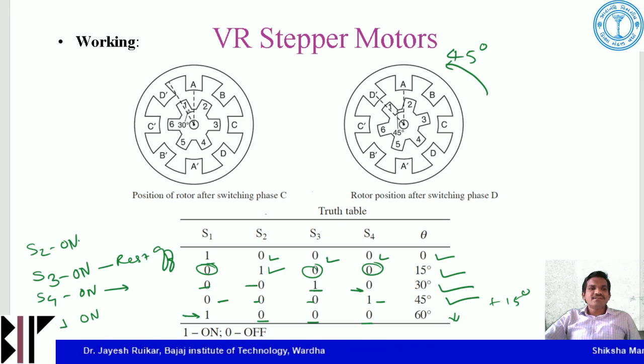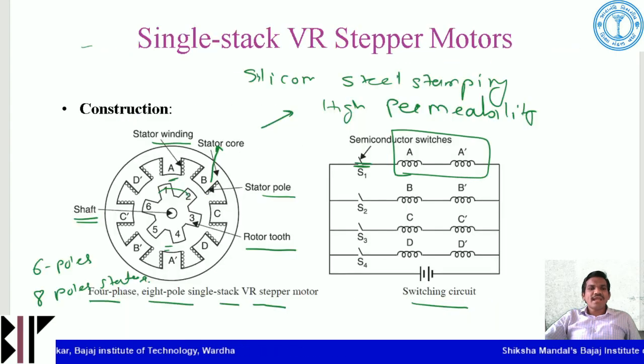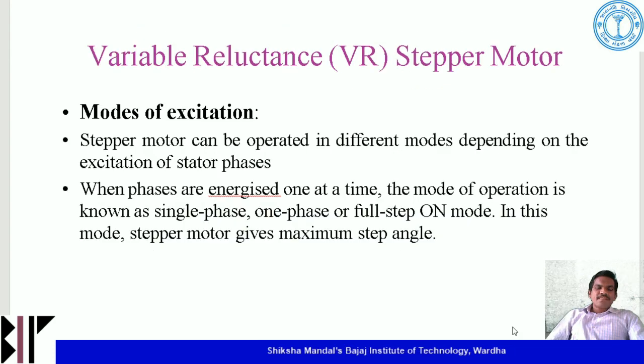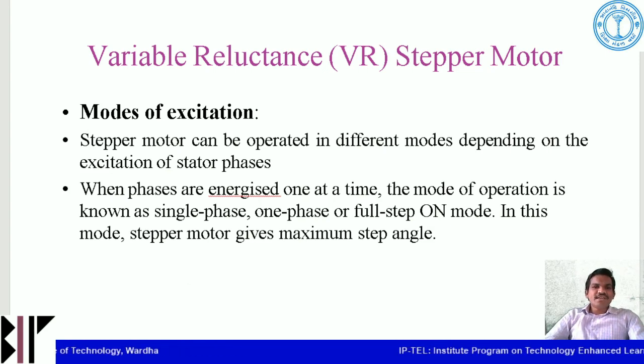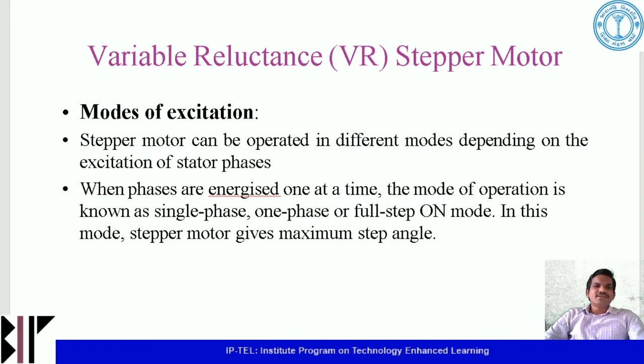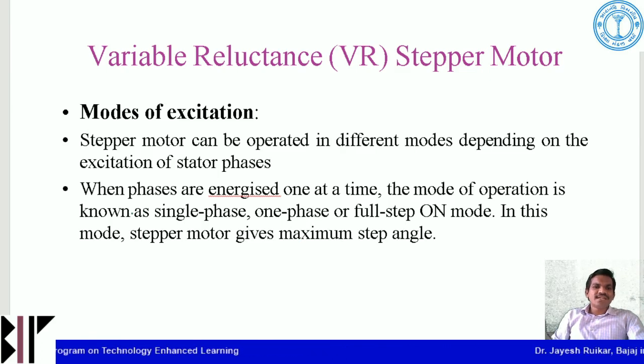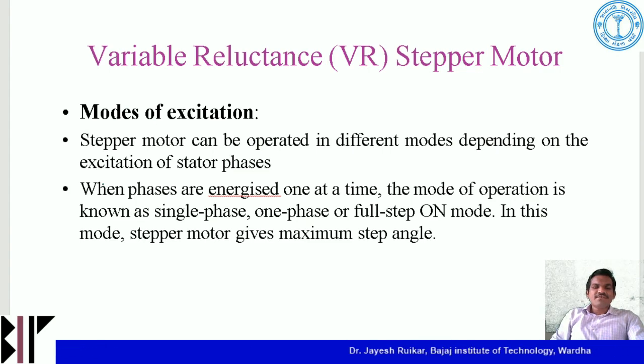This is the stepper motor working and its construction. Now the next thing we will see is the mode of excitation of a stepper motor. Depending upon how many phases we energize, your mode of operation is decided. For example, in the earlier case, only one phase of our stepper motor is excited at a time. This is called the one phase mode of excitation.